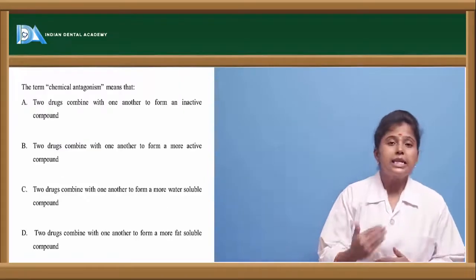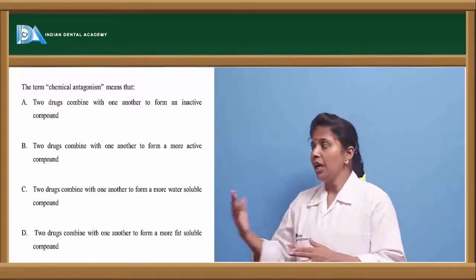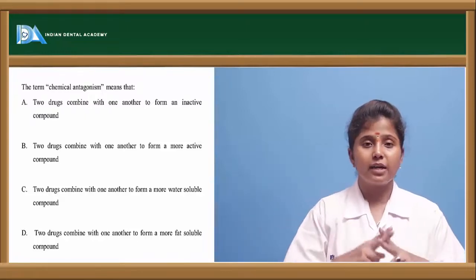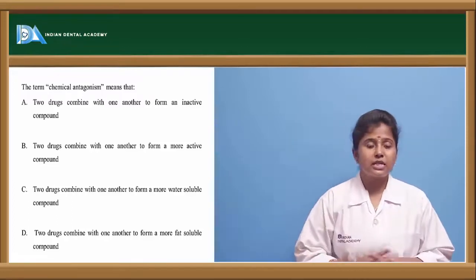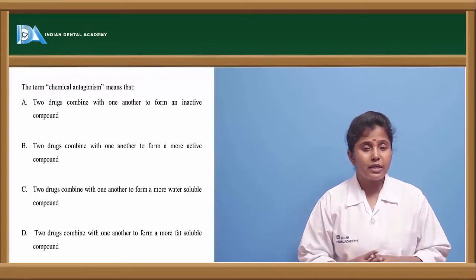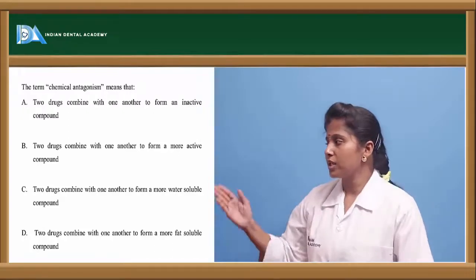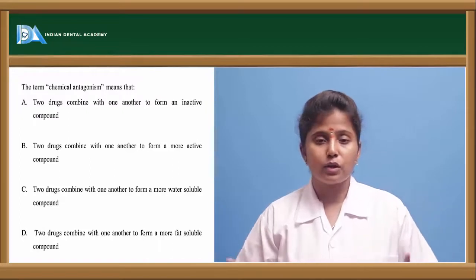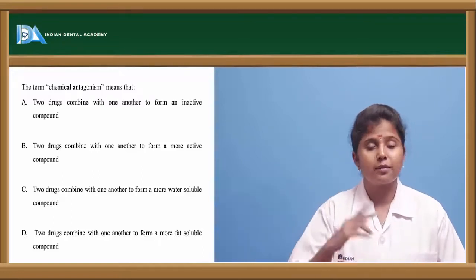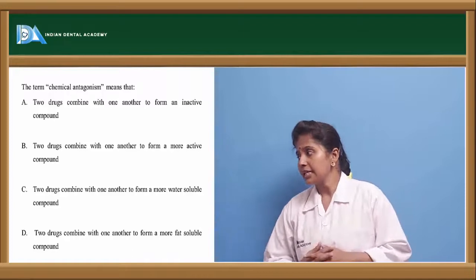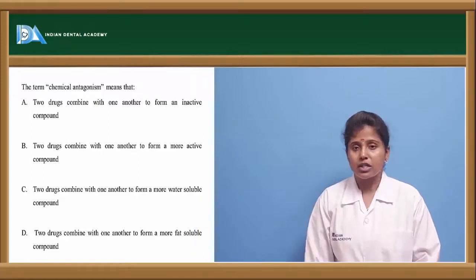So what are the various kinds of chemical antagonism? When two drugs combine with each other, they form an inactive compound. We are giving two drugs, they undergo a chemical reaction, and they form an inactive compound which is of no use. The other one is, if we combine two drugs, they form an active compound, through the chemical reaction, which has a desirable effect. And if we combine two drugs, they may form a compound which is water soluble, which can easily distribute all over the body, but it cannot cross the plasma membrane. And the other case is that the chemical reaction forms a compound which is fat soluble, and that can easily cross the plasma membrane.